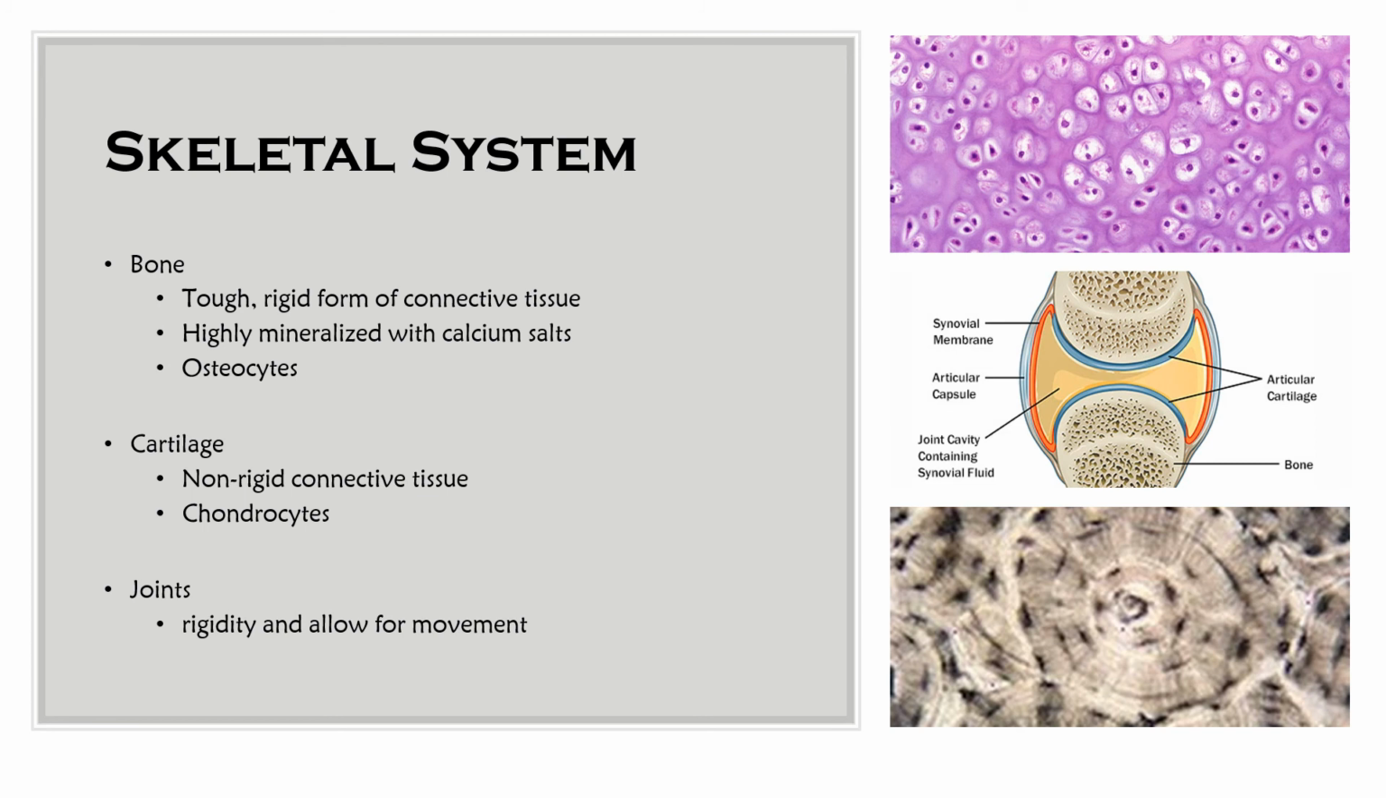Now, cartilage, compared to bone, is still connective tissue, but it's non-rigid and it's not highly mineralized with calcium. It is produced by what are called chondrocytes, and chondrocytes arise from chondroblasts. Joints are very important in the skeletal system because they allow rigidity and movement of your skeletal system.